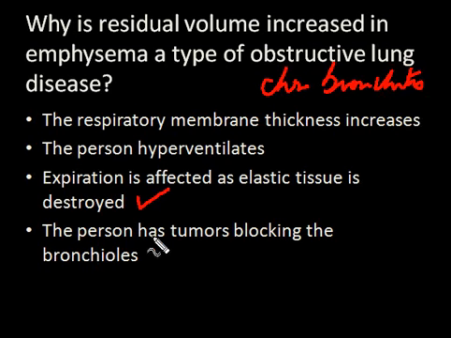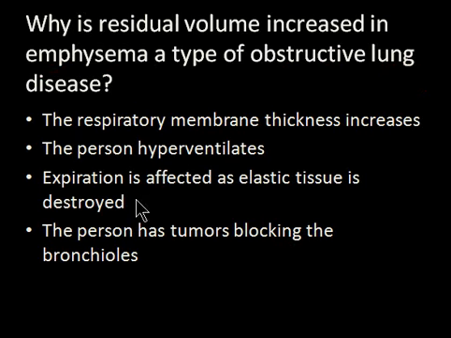And then let's look at the last statement, which says the person has tumors blocking the bronchioles. Now this could occur coincidentally with emphysema. The person could have two separate conditions. They could have emphysema, in which the elastic tissue is destroyed, and it could also be possible that tumors are blocking the bronchioles. But it does not mean that every person with emphysema has tumors blocking the bronchioles, and hence the residual volume is increasing. So this is not one of the choices. So the correct answer is this third one.